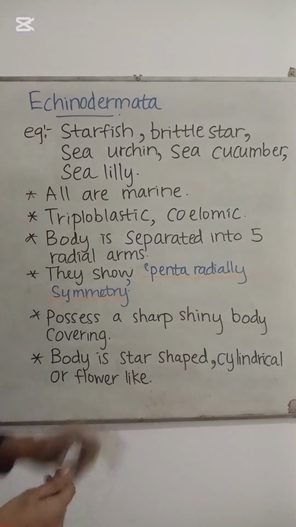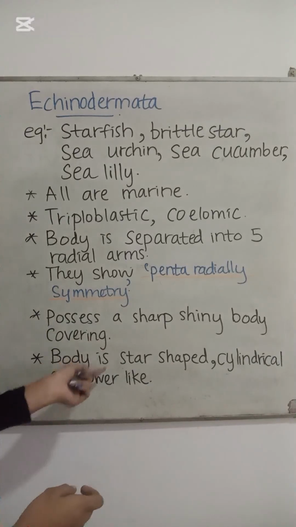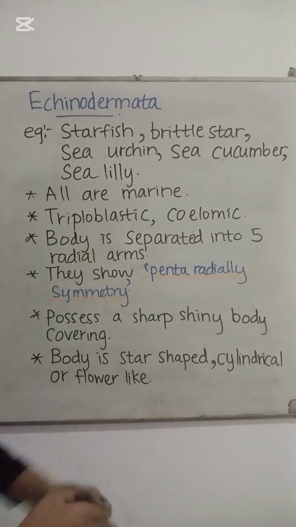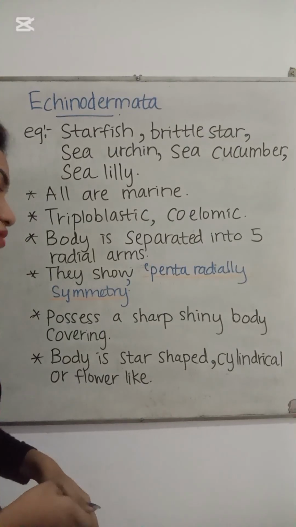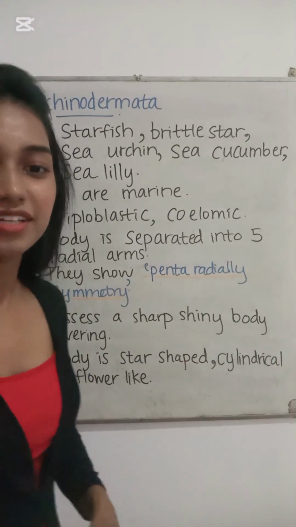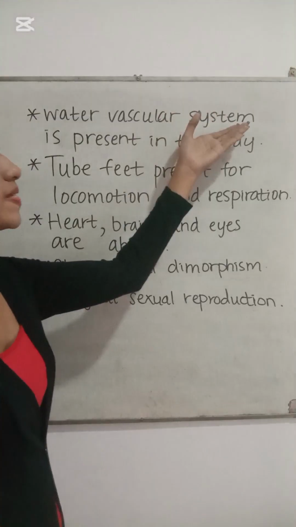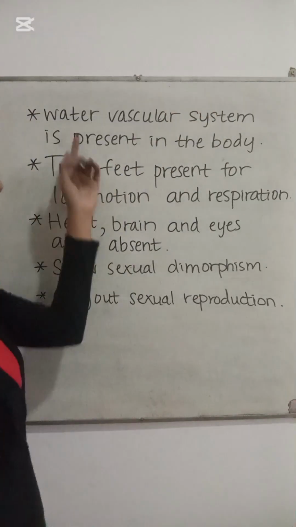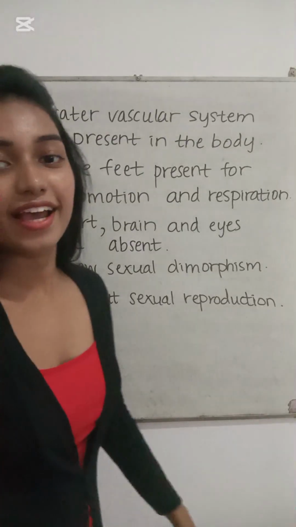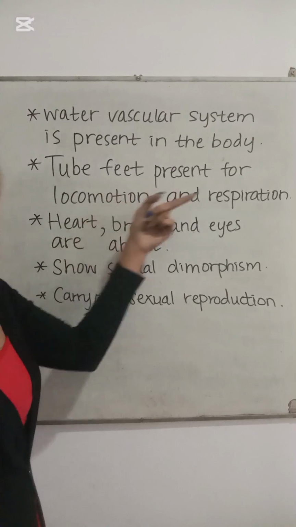Pentaradial symmetry. They possess a sharp, shiny body covering, and the body is star-shaped, cylindrical or flower-like. So some have a star-shaped body and some have a cylindrical body or a flower-like body. Echinoderms have a water-vascular system in their body. Who has a water-vascular system in their body? Echinoderms, right? Tube feet are present for locomotion and respiration.